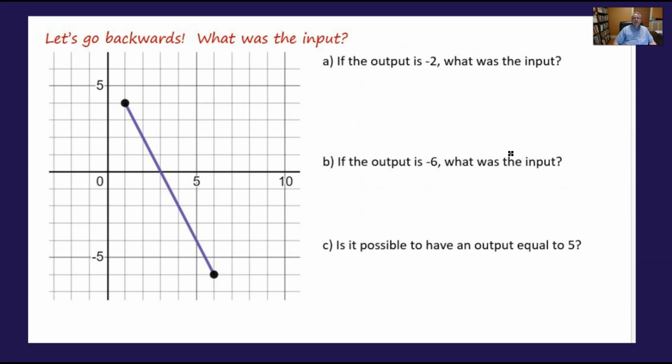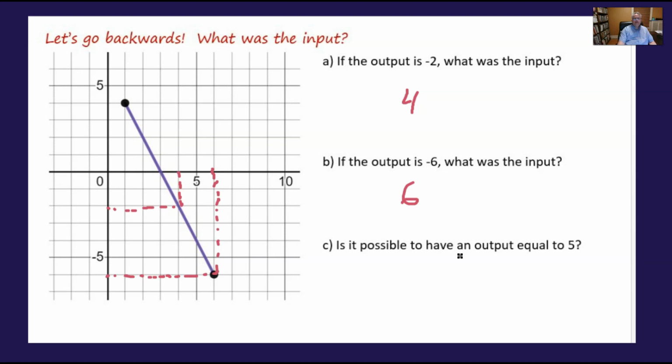Now, we want to start talking about the outputs, the range. So if the output is -2, what was the input? Well, here's -2. Turns out that the input was 4. I'm just going backwards. I'm starting with the y value and finding the x value. If the output is -6, what was the input? It looks like the input was x equals 6.